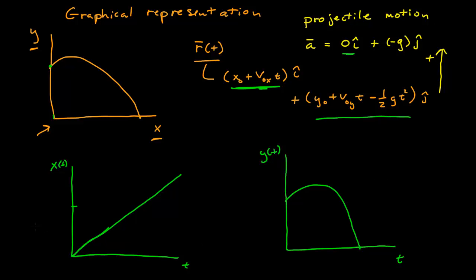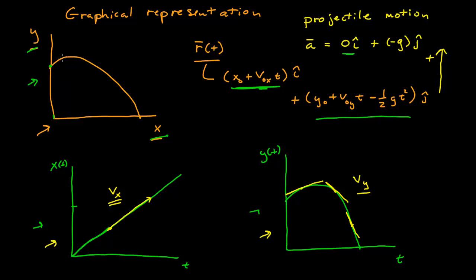But these two graphs here are very different than this. This is showing me the actual trajectory in position space, y versus x. While these two graphs are showing me the two components, x and y, as a function of time. For example, the slope of this line gives me the x component of the velocity, just like the slope of this line at any point gives me the y component of the velocity.